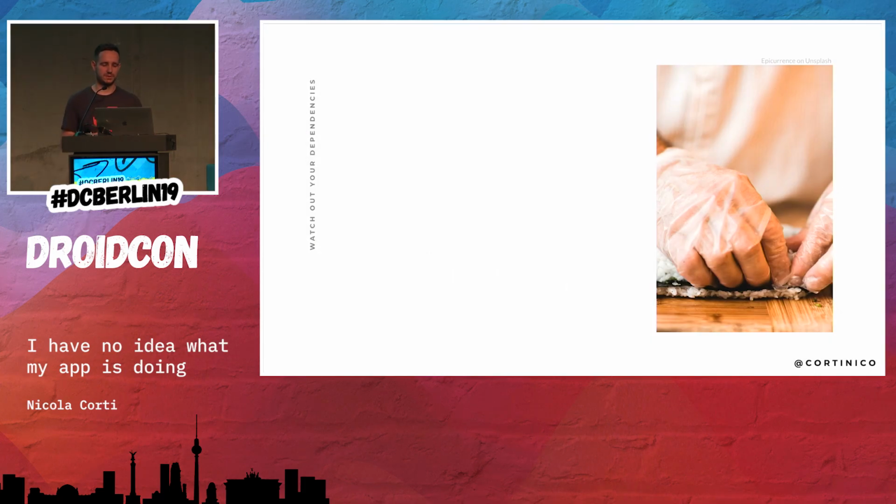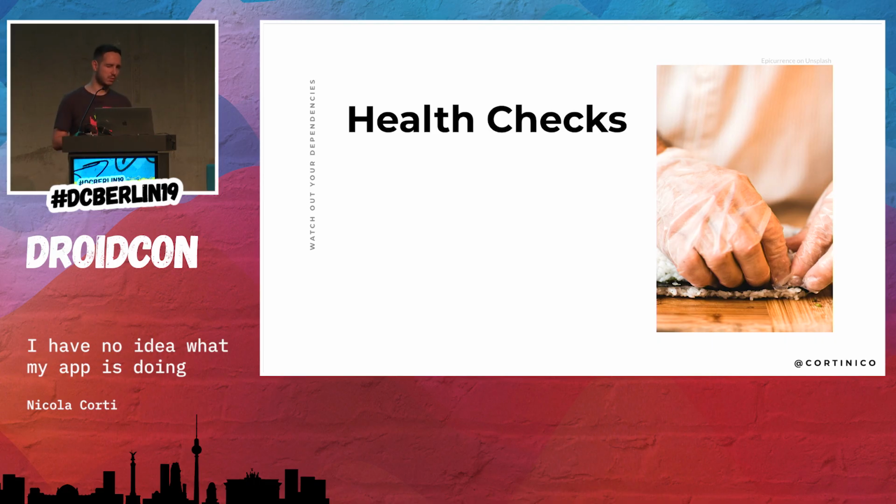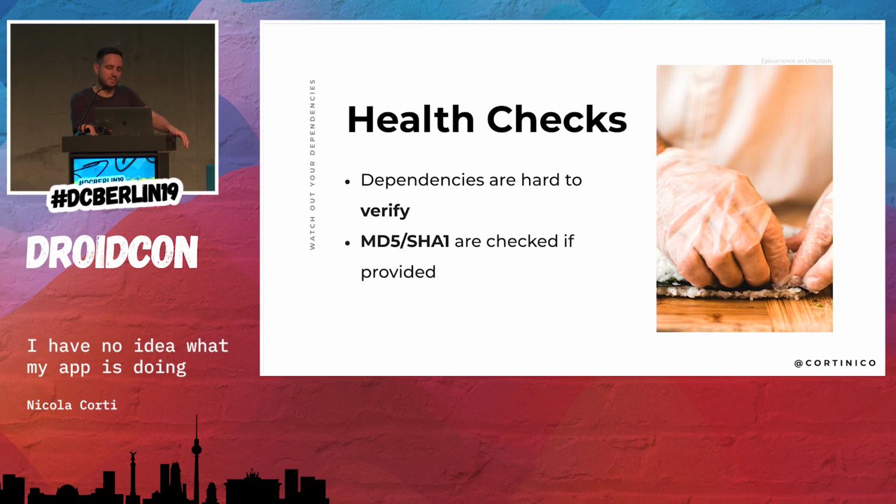What about the quality of the food that you get? What about health checks? You want to make sure that the quality of the fish is the best. Unfortunately, the current status of the dependency environment on Java and Android is not the best. Dependencies are really hard to verify. When you publish artifacts on Maven Central or in JCenter, you generally publish also MD5 or SHA hashes of your artifacts, and those are checked if they're there.